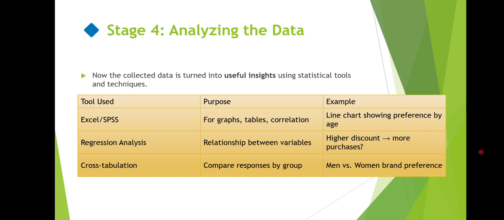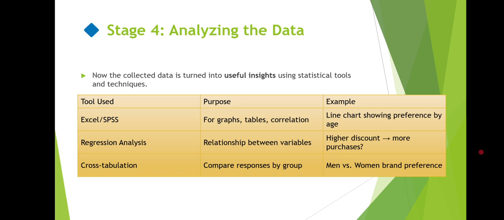Next stage, we have the fourth, analyzing the data. Now the collected data is turned into useful insight using statistical tools and techniques. And these are the tools used, like Excel and SPSS. What is the purpose of using these tools? For graphs, tables, and correlation, if you have to find the correlation, then you can use SPSS. For example, a line chart showing preferences by age.